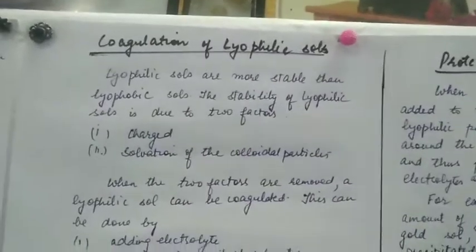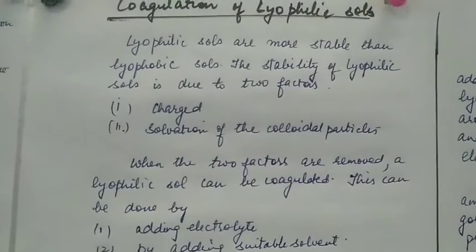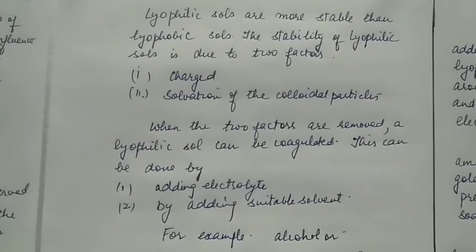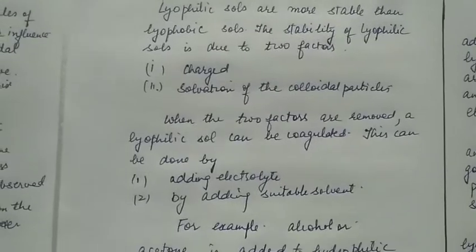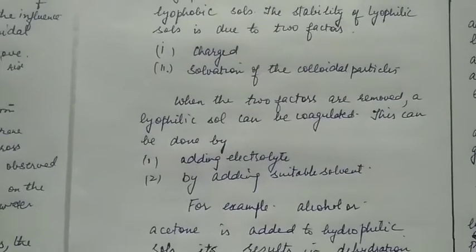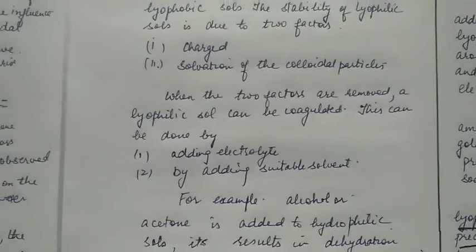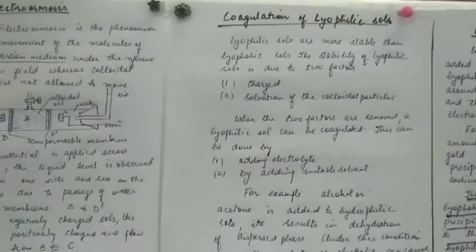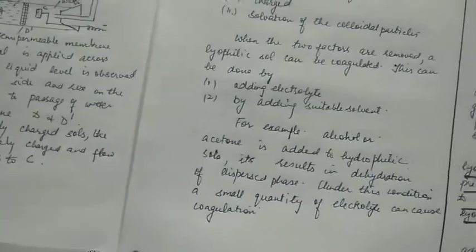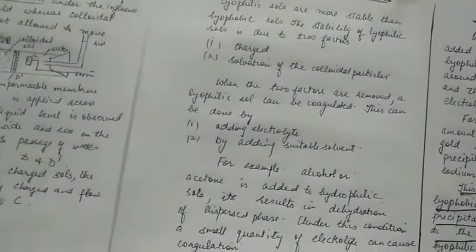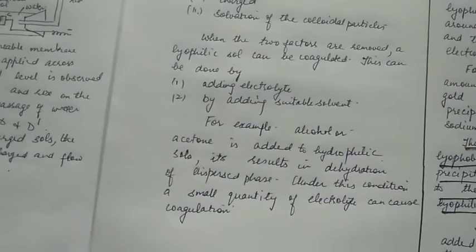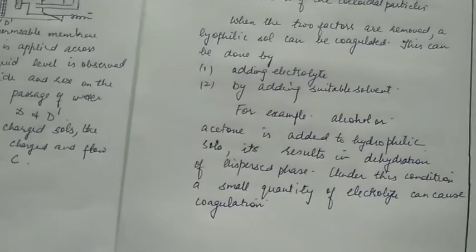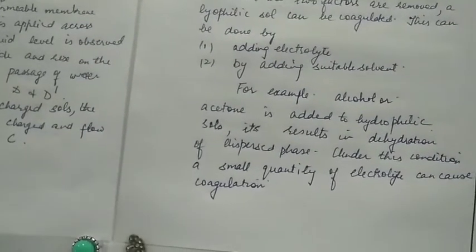Coagulation of lyophilic sols. Lyophilic sols are more stable than lyophobic sols. The stability of lyophilic sols is due to two factors, charge and solvation of colloidal particles. If the particles are charged, then they will not get coagulated because repulsion occurs, and solvation also prevents coagulation. But when the two factors are removed, a lyophilic sol can be coagulated. We can do this by adding an electrolyte or a suitable solvent.